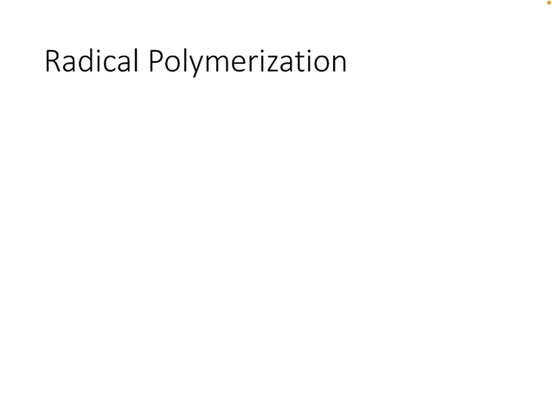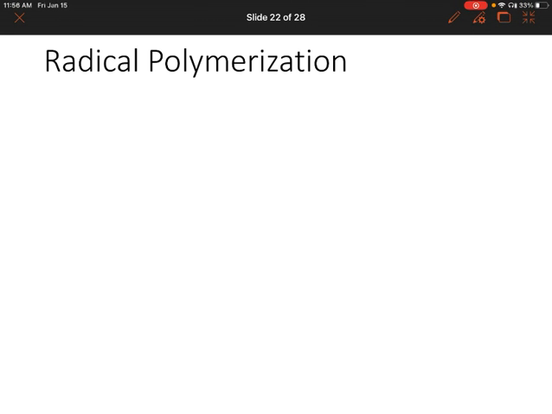Hey everyone! Today we're going to talk about radical polymerization, and this is actually the last topic we'll cover in this chapter. So polymerization is the process of adding smaller molecules together to create a really long chain, so a much bigger molecule. Now there are two types of polymerization.